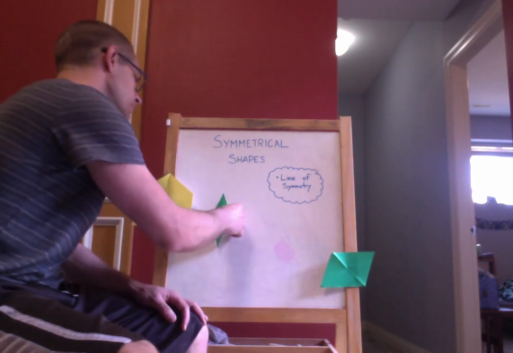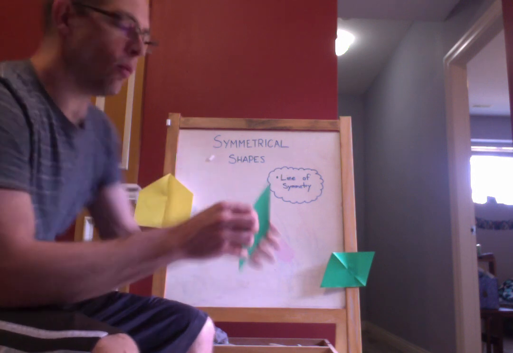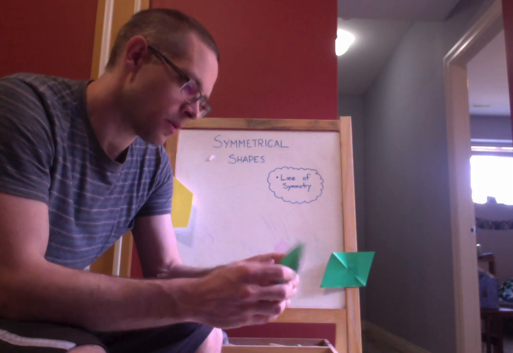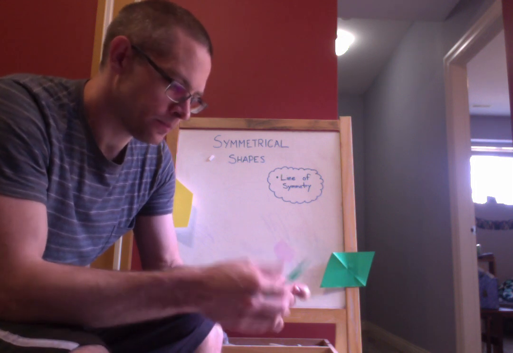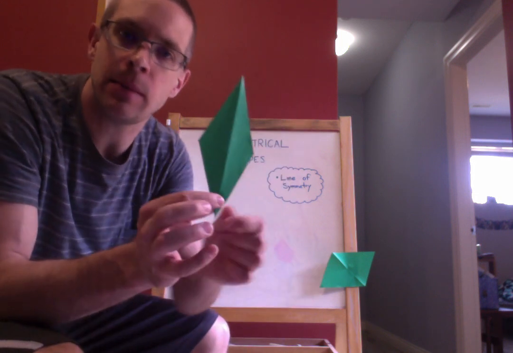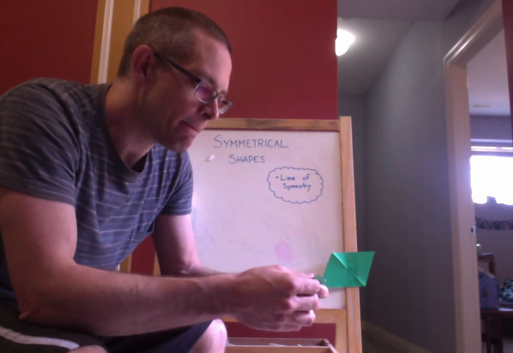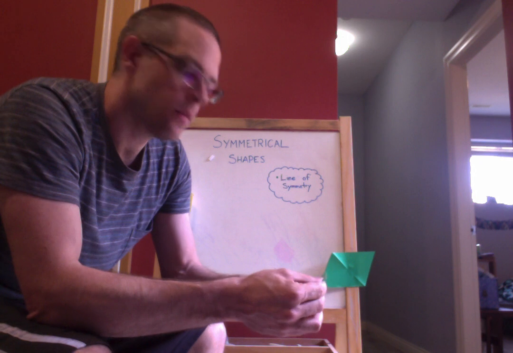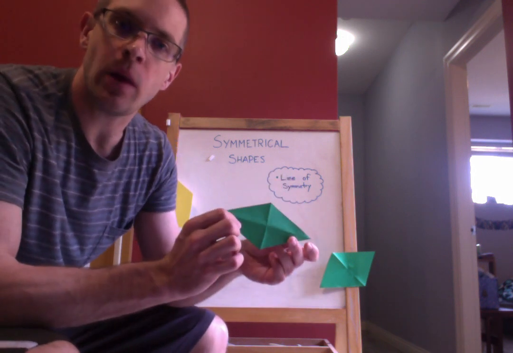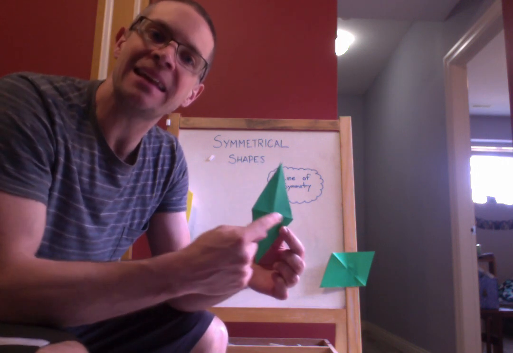With my diamond, however, I can find more than one line of symmetry. So I can fold it this way. I have a line of symmetry here. That's exactly the same on both sides, right? I can also fold it this way and find these two halves are exactly the same as well. So in this case, this shape has two lines of symmetry.